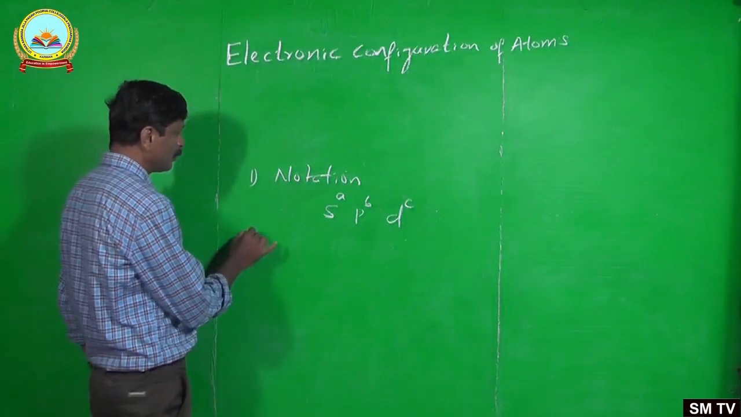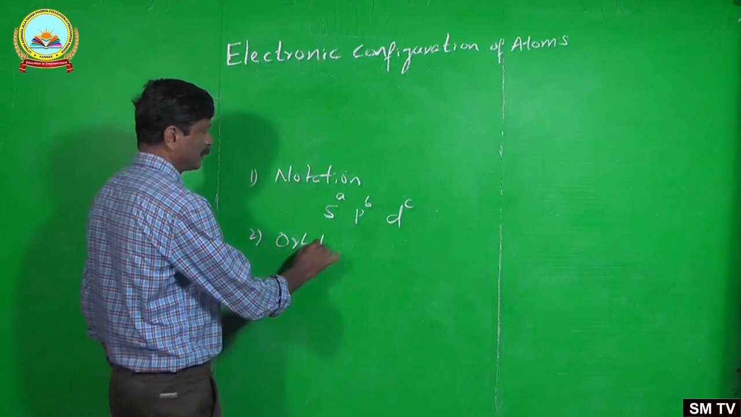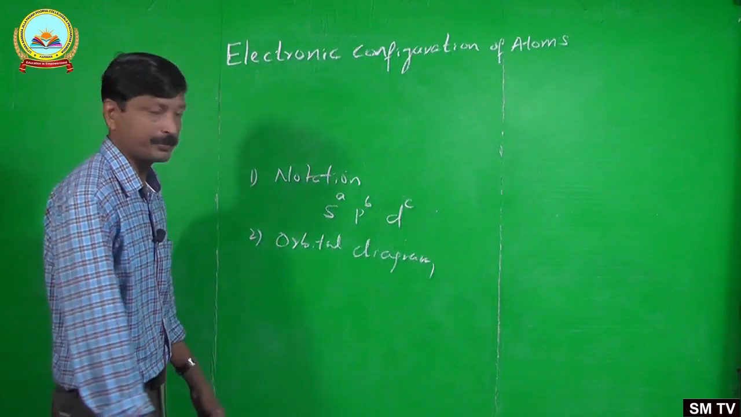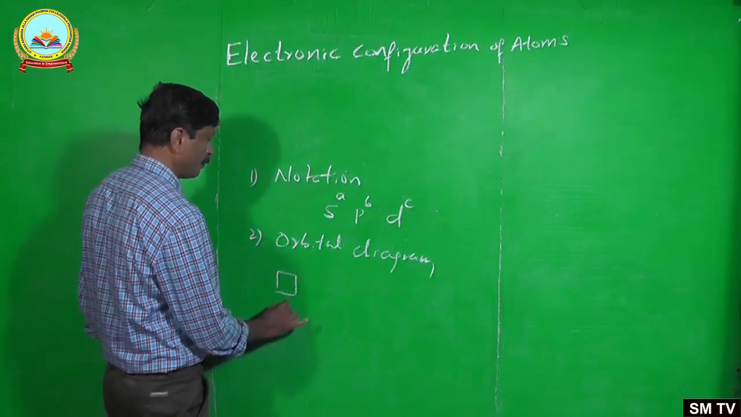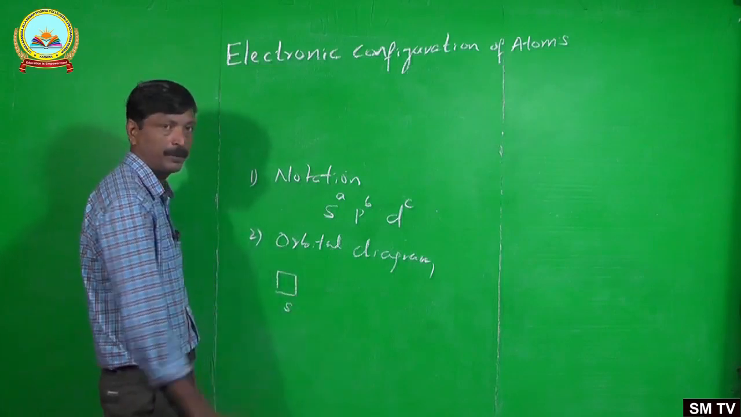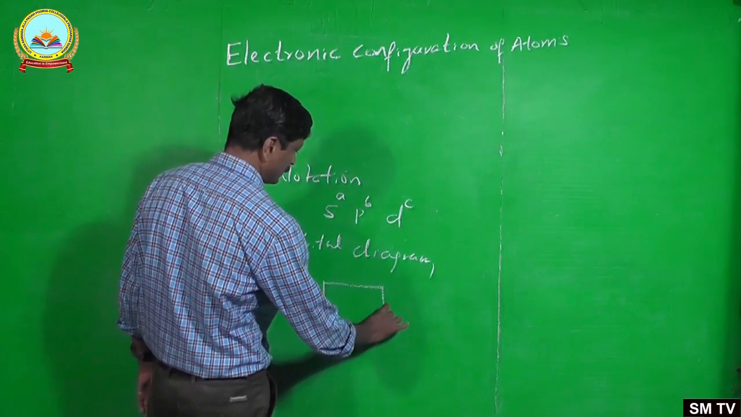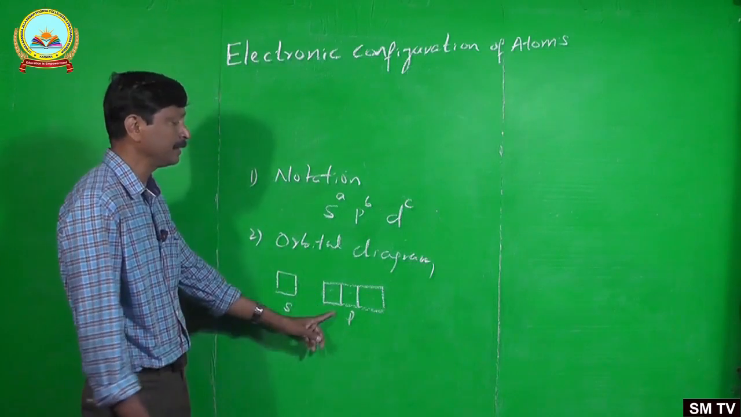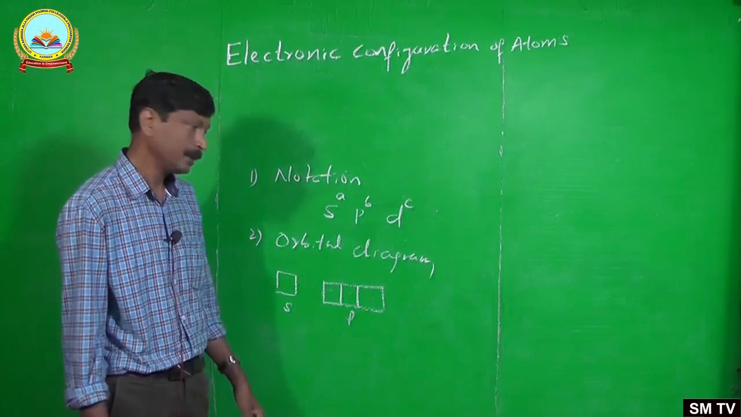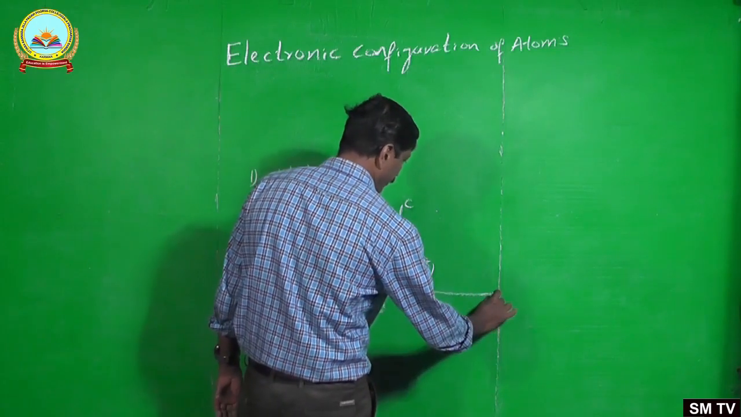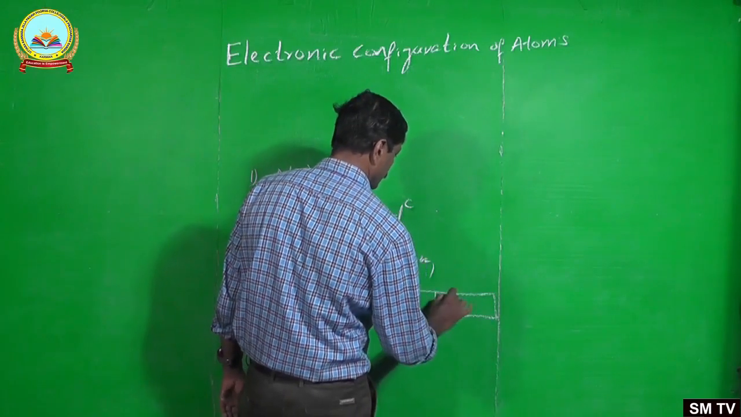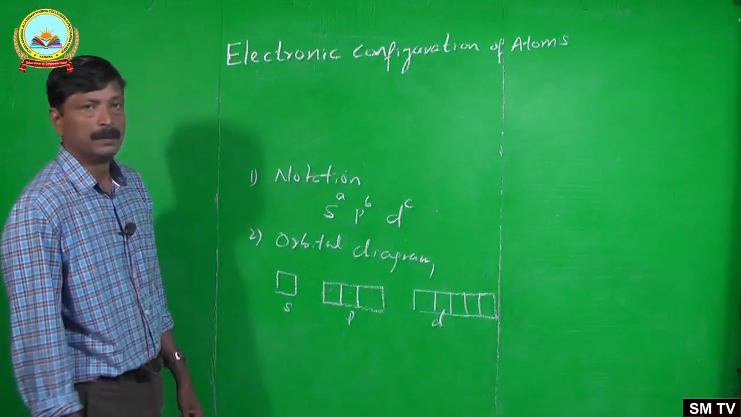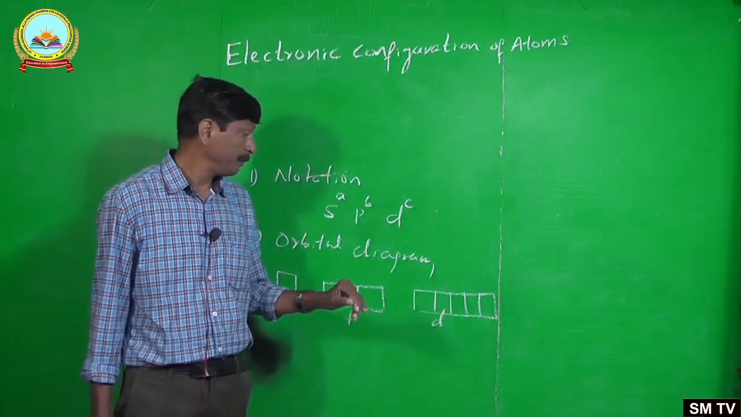One more method is the orbital diagram. Here, you have to write boxes. For the s subshell, one box, since there is only one orbital. For the p subshell, you write 3 boxes, for 3 orbitals. And in the d subshell, you have 5 orbitals. This is called the orbital diagram.